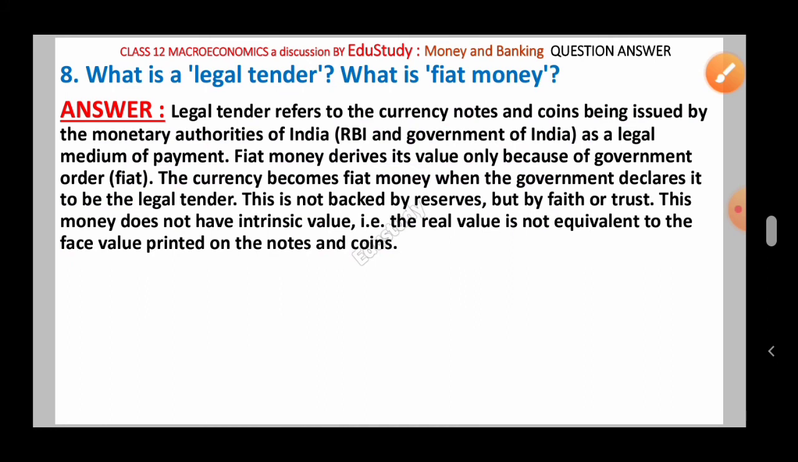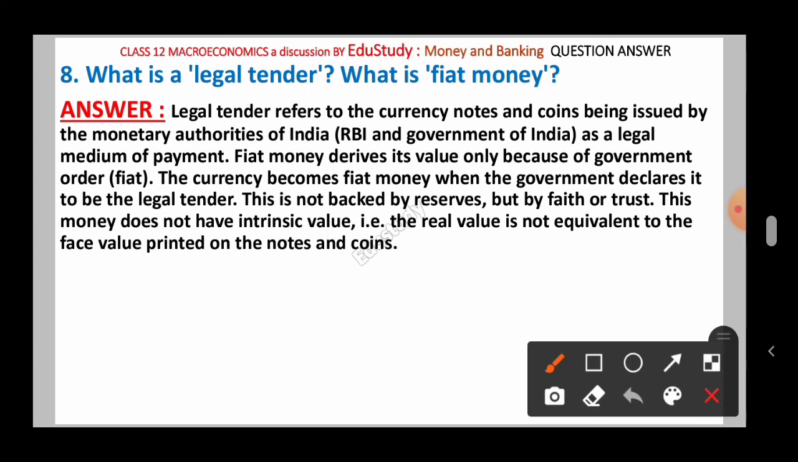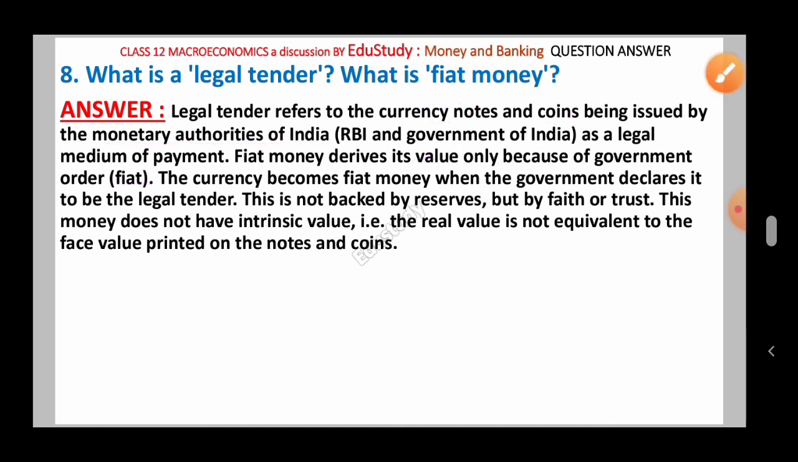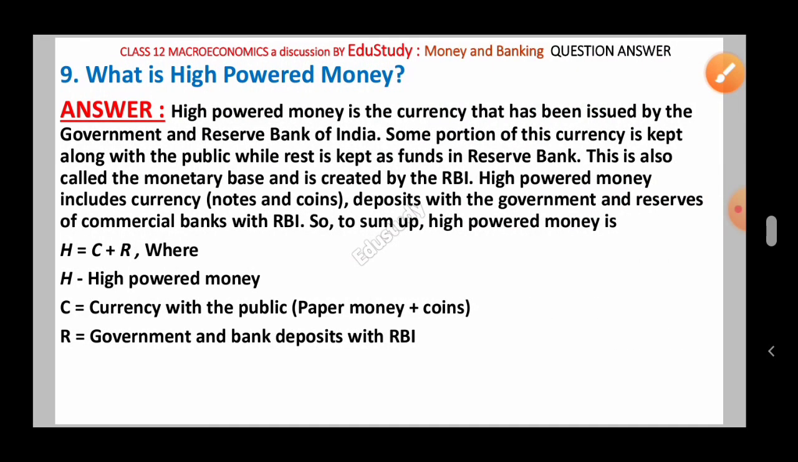So legal tender and fiat money are a little bit different. Any currency notes or coins can be legal tender if they are issued by the monetary authority of India, but fiat money derives its value only because of government order. To become fiat money, any currency or coin must have the government order. I hope you have understood this. Let's come to question number 9. So what is question number 9?